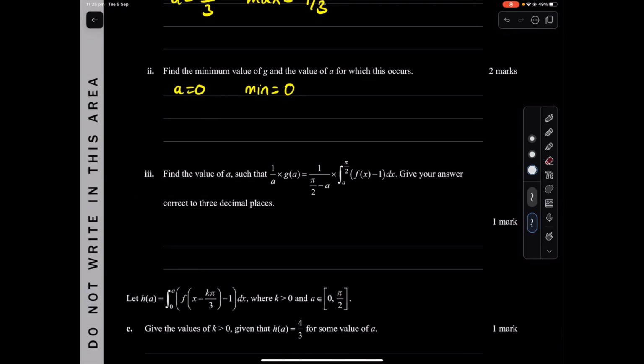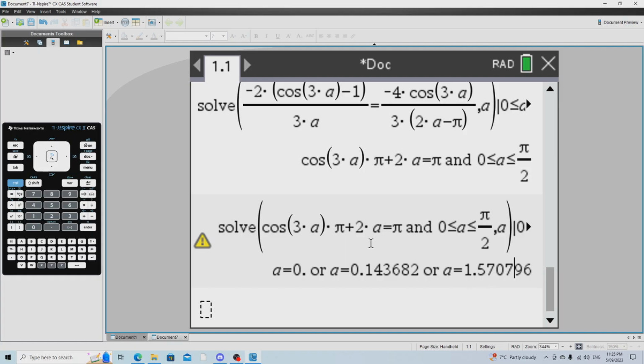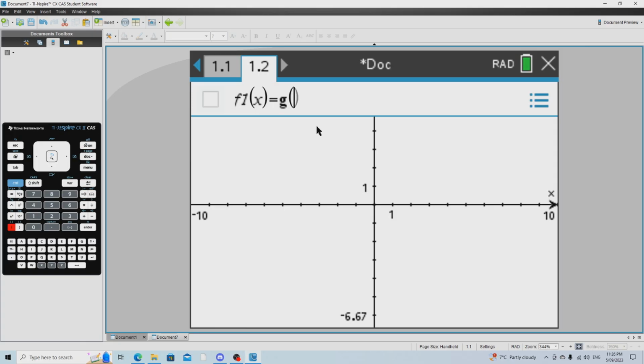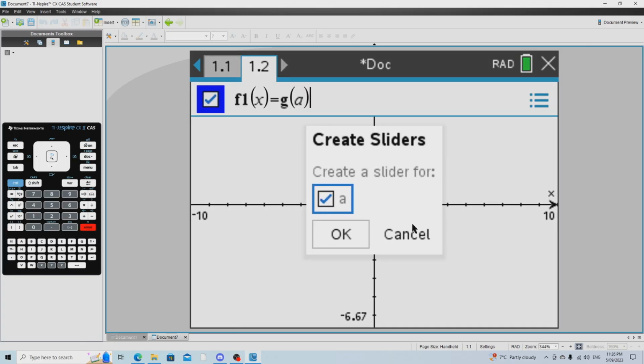Okay, so which one of these values? So it's one of these values. What can we do? Well, I'm just going to graph it. Okay, wait. Find the values of this. If I graph g of a, in this case, I don't even want to put a slider for a anyway. Is that right?